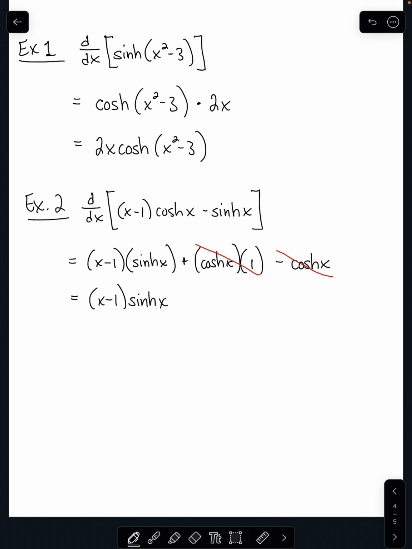In terms of integration, suppose we have the antiderivative of hyperbolic cosine of x times hyperbolic sine squared of x dx.